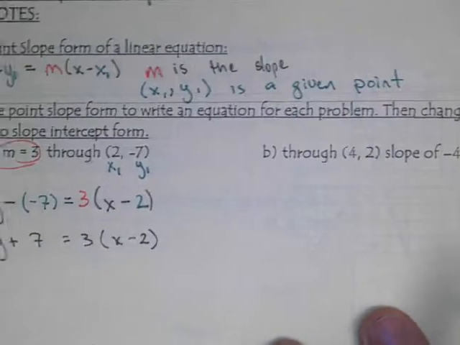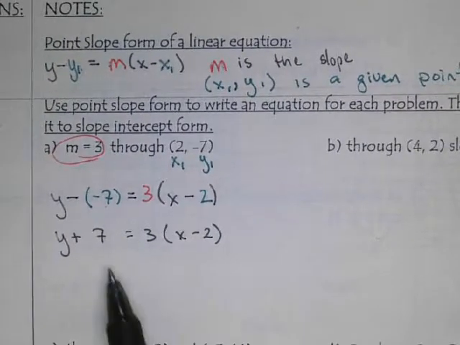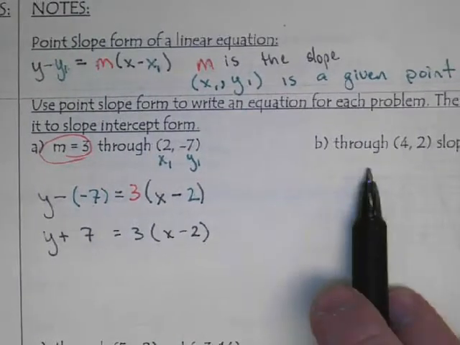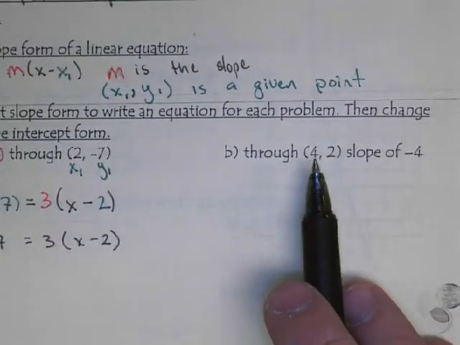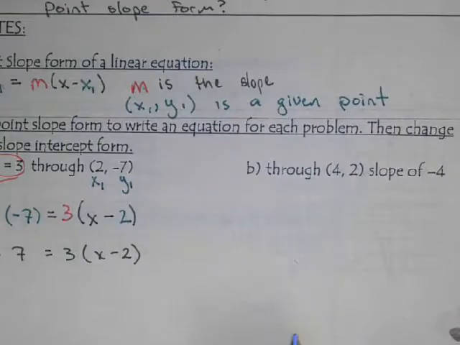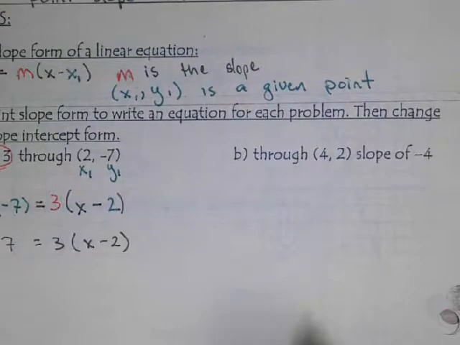Okay, so now that you've seen a model, letter A, just plugging in and simplifying, please go ahead and try letter B on your own. So pause right here, see if you can plug this in, and then we'll look at it together.